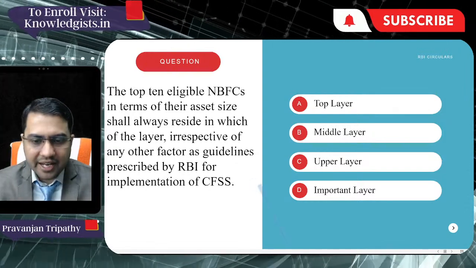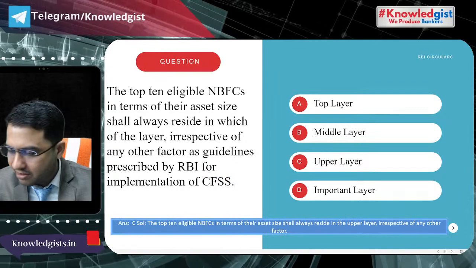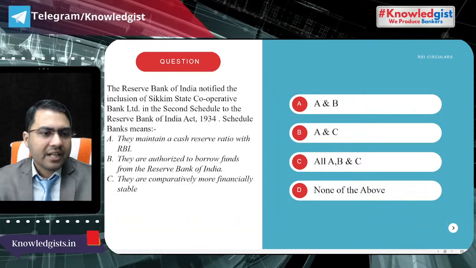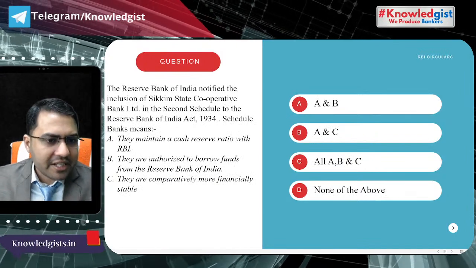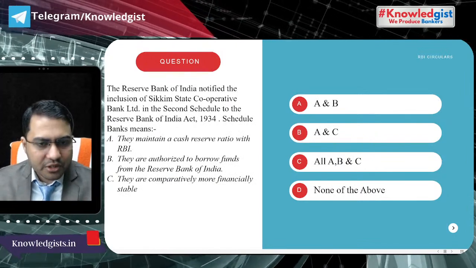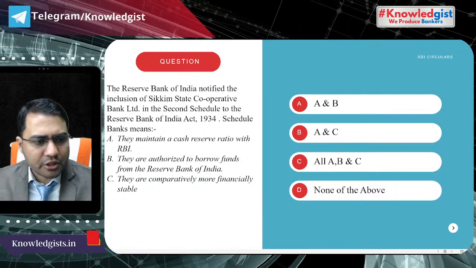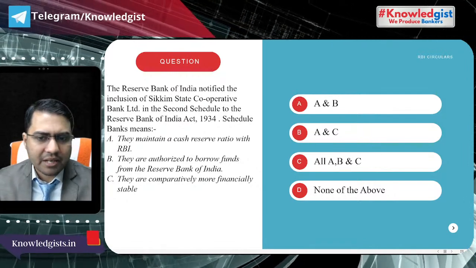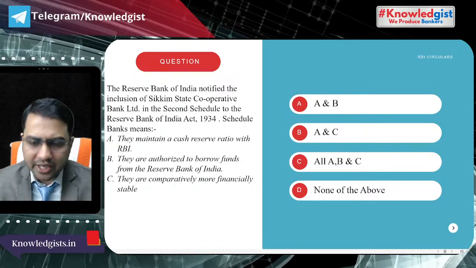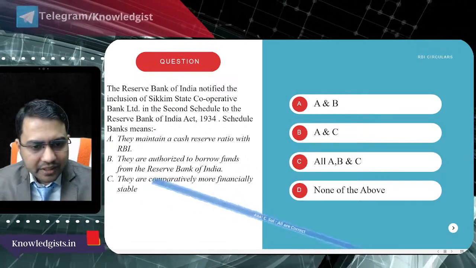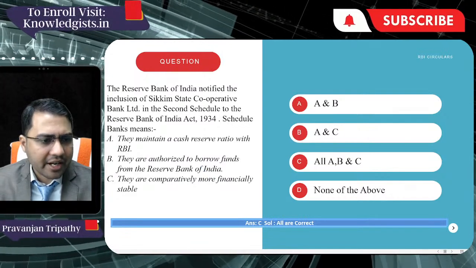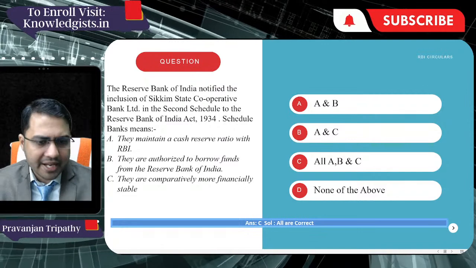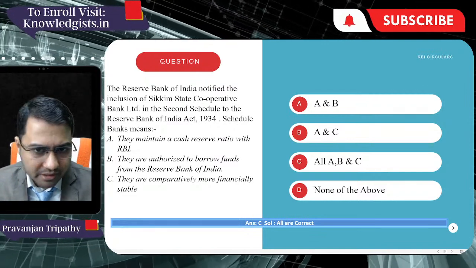Yes, very good. Upper layer is the right answer. We will not discuss the solutions because it is upper layer and all of you are right. We have discussed it in last month's MCQ also. What is the benefit of being a scheduled commercial bank? It is all of the above, so no need to discuss it again. All are correct. It can maintain cash reserve ratio, is authorized to borrow funds from RBI, and is more financially stable.